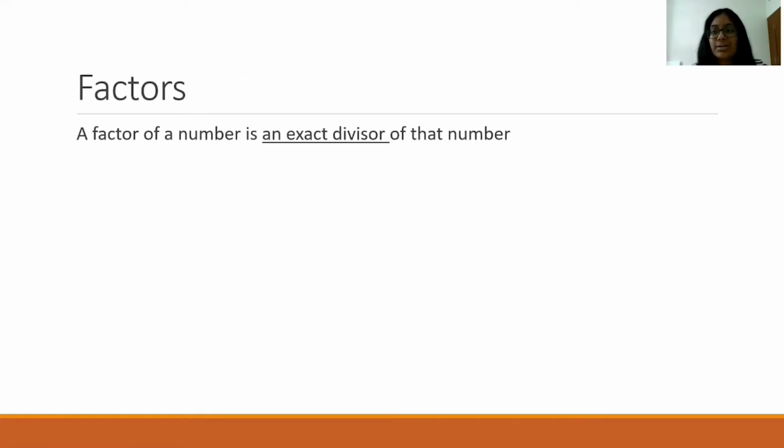So let's start. Factors. A factor of a number is an exact divisor of that number. Now, what does an exact divisor mean? An exact divisor means that the remainder is equal to 0.